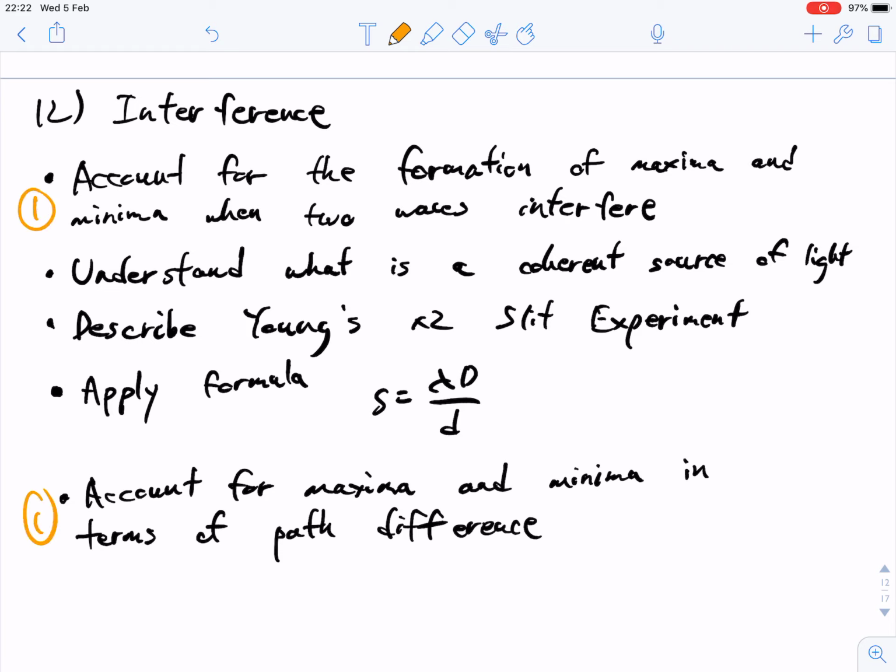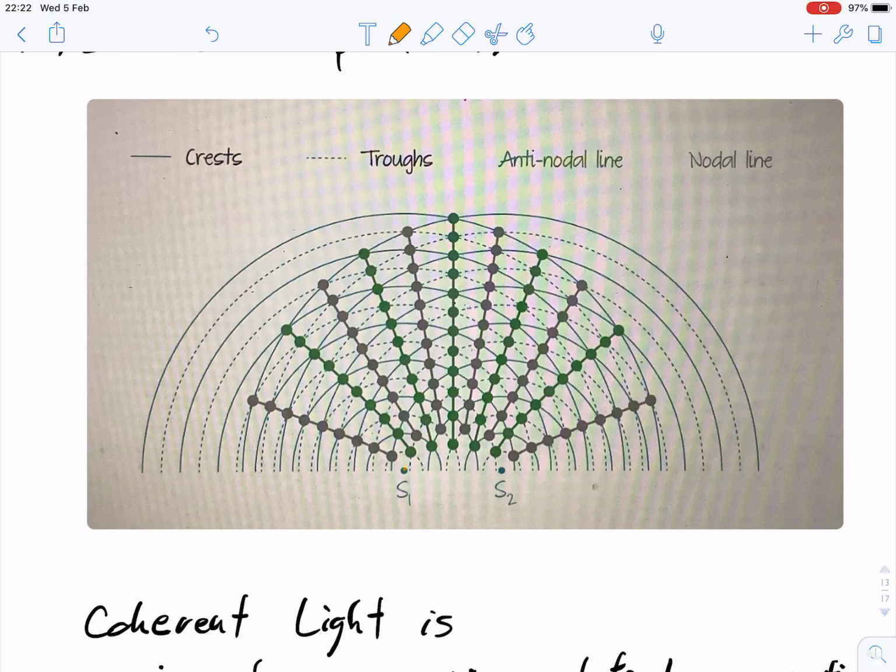So, account for the formation of maxima and minima when two waves interfere. The first thing that we're going to look at is two point sources that are in phase with each other. In phase means they are both starting at the same time, stopping at the same time, and they touch down at exactly the same time for a wave being generated.